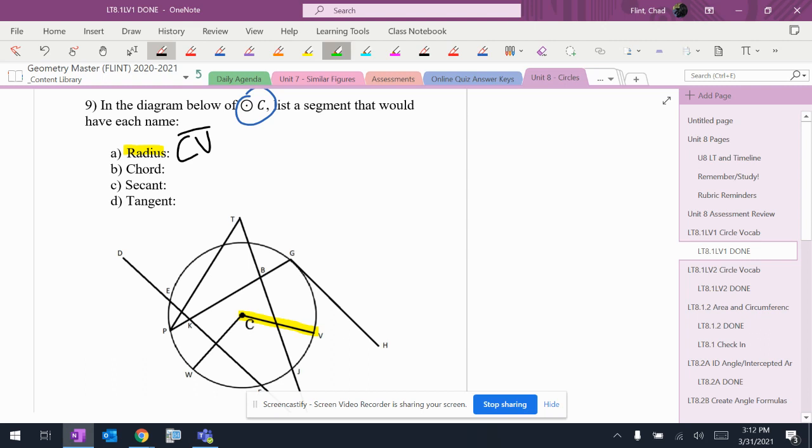Okay, a chord is anything that has two endpoints on the circle. Now, there's more than one chord in here, but there's not a lot that have two letters. I'm going to go with that one right there. So that chord right there is from P over to G.